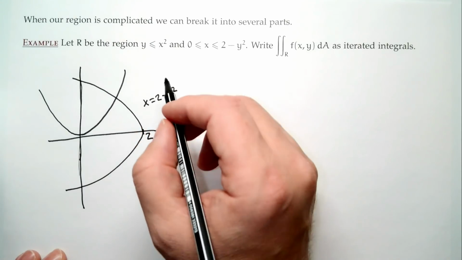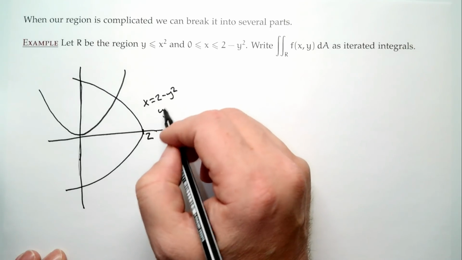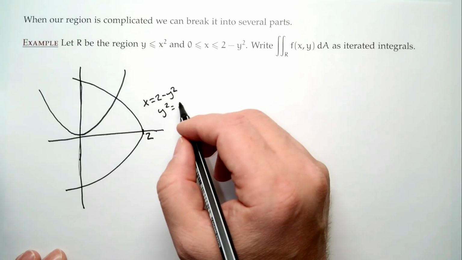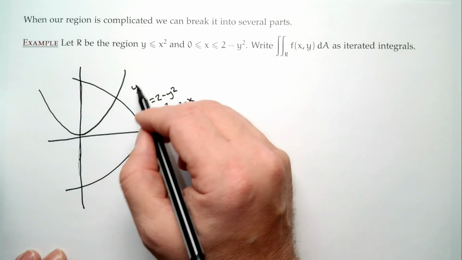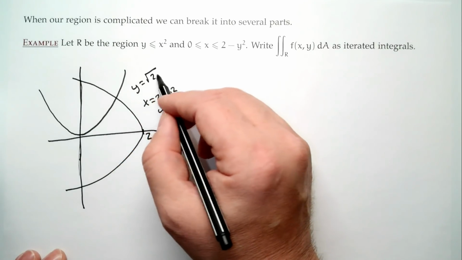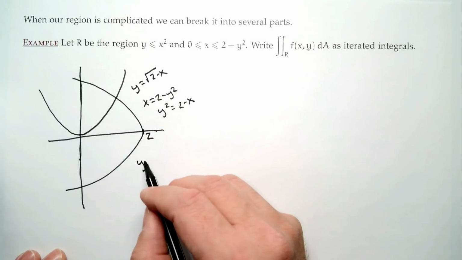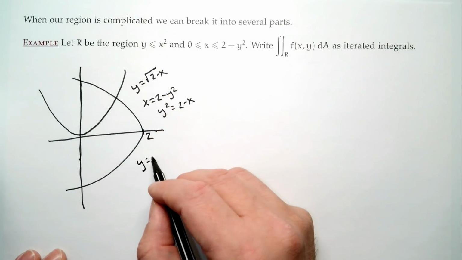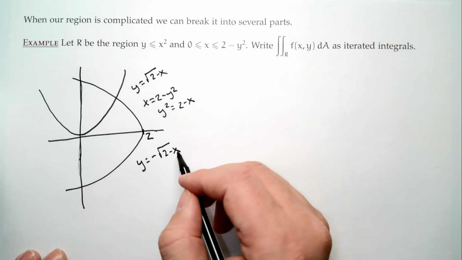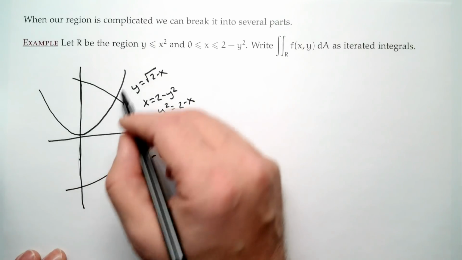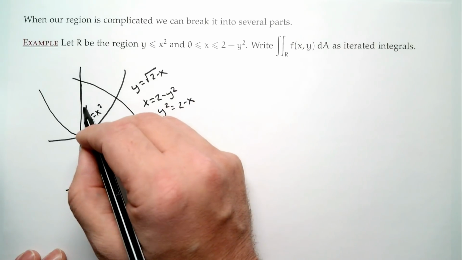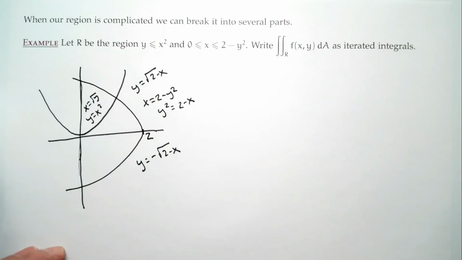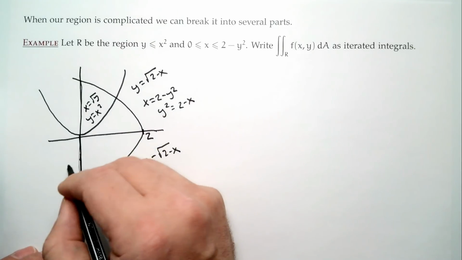Anticipating what's going to happen, I could also say that this is y squared is equal to 2 minus x, which tells me that the top part is y equals the square root of 2 minus x. The bottom part down here is y equals negative square root of 2 minus x. This parabola, that was the y equals x squared, which of course we could also write as x equals square root of y. Over here, this is x equals 0.